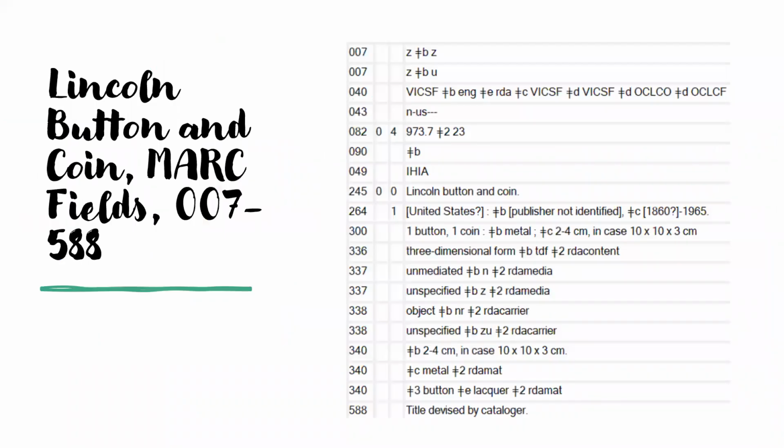All right, let's look at some more MARC fields 007 through 588. Again, I'm not going to go over each of the codes for the 007 fields, the physical description fixed field, since we covered these exact codes in a previous slide. Notice that the 264 field has bracketed information. In subfield C, the final date is not bracketed since that date appears on the coin replica. The 337 fields, media type, are for the coin and the button, as are the 338 fields for carrier type.